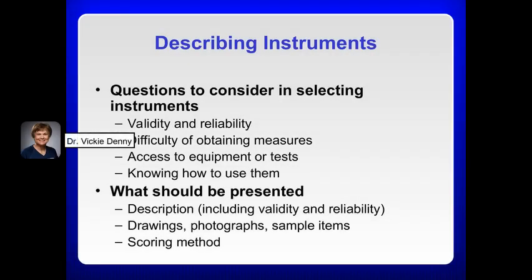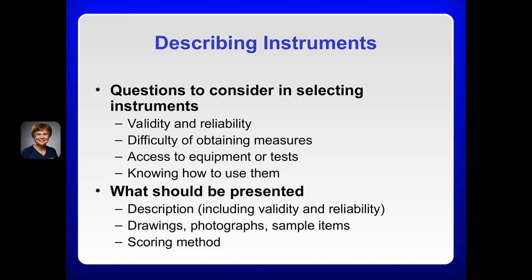Sometimes you'll see describing the instruments and apparatus in a separate section under methods, but in our case, we're combining the instruments along with procedures. So under your procedure section, you will include the instruments that you plan to use. And again, as you consider the instruments, you always want to consider the validity and reliability of the instrument that you'll be using, supporting that with research studies that have proven validity and reliability.